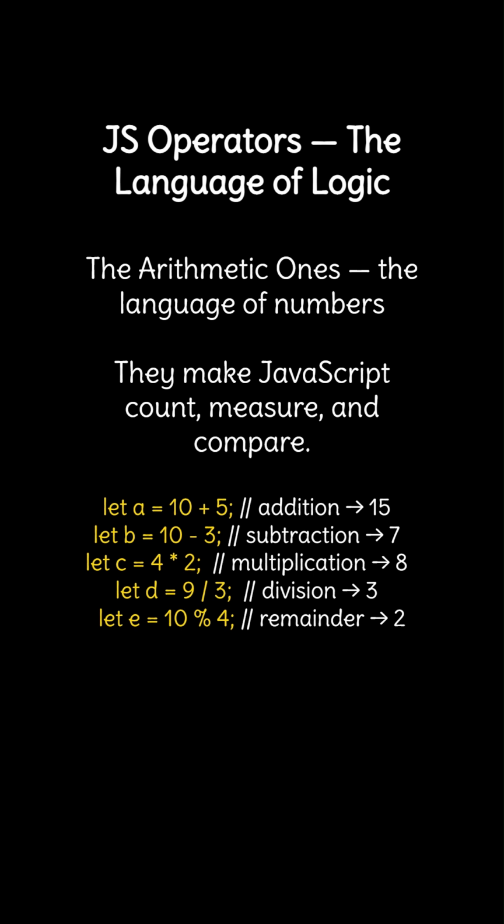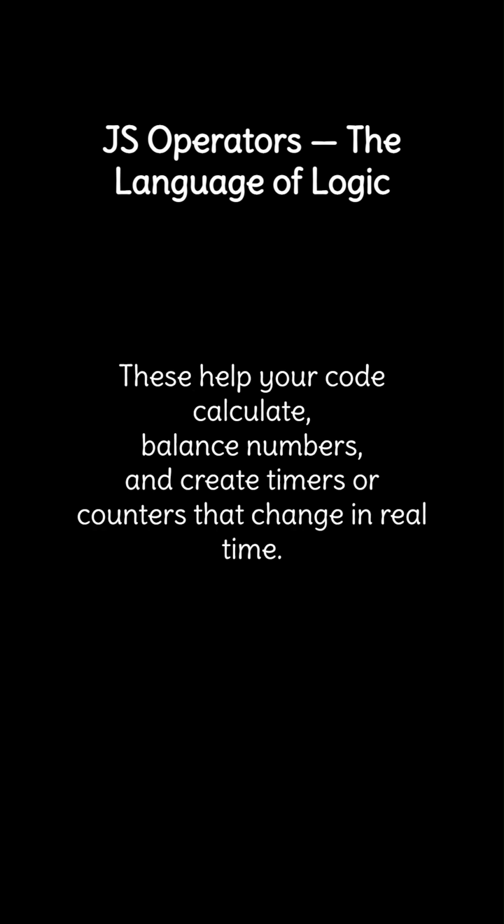let a = 10 + 5, result 15. let b = 10 - 3, result 7. let c = 4 * 2, result 8. let d = 9 / 3, result 3. let e = 10 % 4, remainder 2. These help your code calculate balanced numbers and create timers or counters that change in real time.